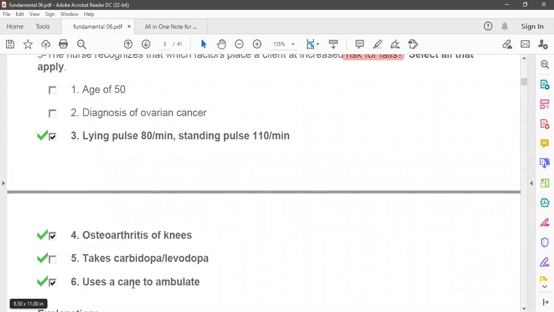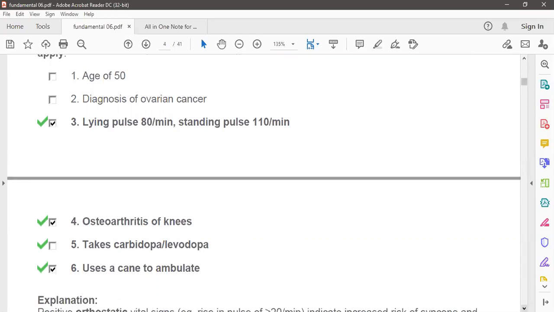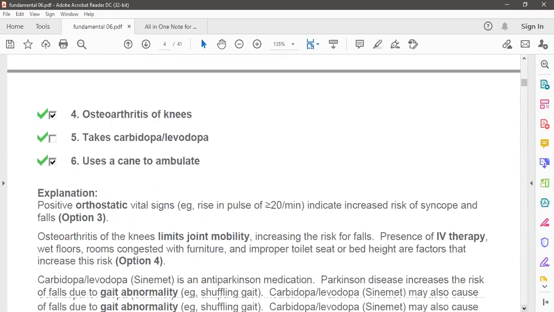Number 6, use a cane for ambulation. The patient who is immobilized can use a crutch or cane, right? So if the patient uses this type of equipment, they have a chance to fall, right? We have to find out what the underlying risk factors are, prevent and correct them, and educate the patient on how to use it. By this, we can prevent falling.